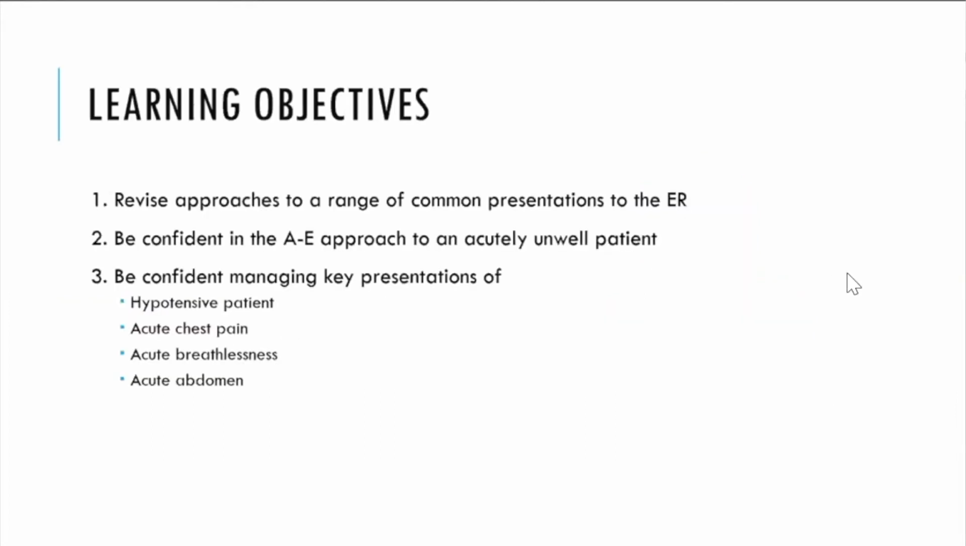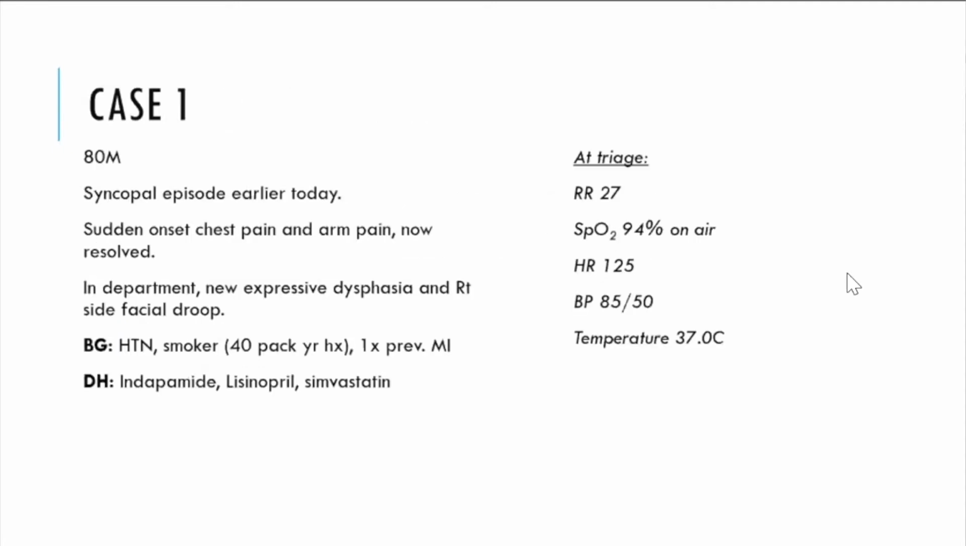The learning directives are to revise the approaches to a range of common presentations to the emergency room, and be confident in your A to E approach, which has really been the bread and butter of what you've been taught throughout all of the lectures. I looked through all of them and they've all covered the A to E approach, as well as the first lecture that you had from Natasha, which specifically went through the A to E approach. And then also being confident in managing key presentations within the hypotensive patient, acute chest pain, acute breathlessness, and the acute abdomen. So let's start with case 1.